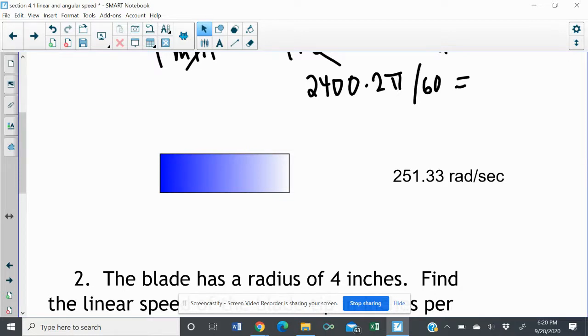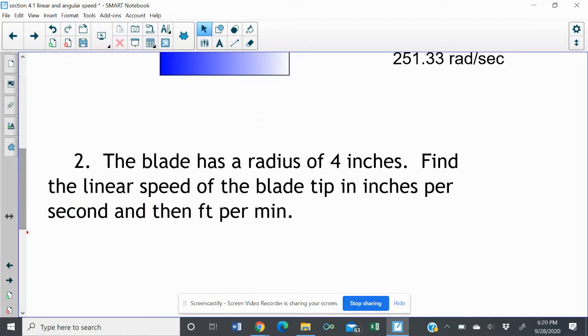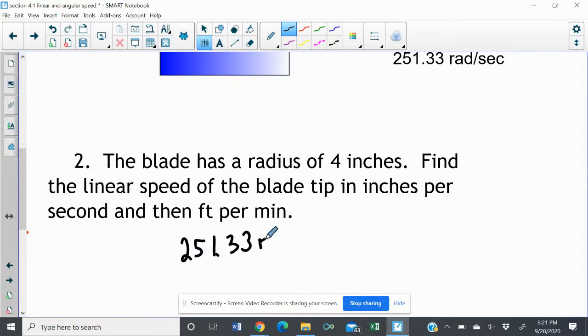Okay. All right, now the blade has a radius of 4 inches. Ready? Dimensional analysis. That's what this is all to the T. So the blade has a radius of 4 inches, and they want you to find the linear speed in inches per second, then feet per minute. Well, we already know it's 251.33 radians per second, right?